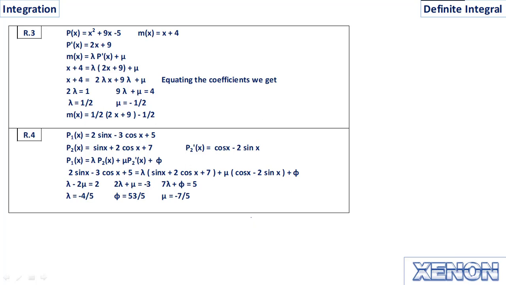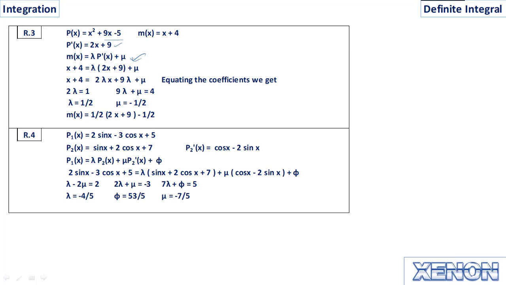Right. Now, rule number 3. When we get an integrand of the form m(x) upon p(x), here we put m(x) equals lambda p dash x plus mu. For example, p(x) equals x square plus 9x minus 5, then p dash x equals d of p(x) upon dx, which is 2x plus 9, and we put m(x) equals lambda p dash x plus mu, and compare the coefficients on both sides.